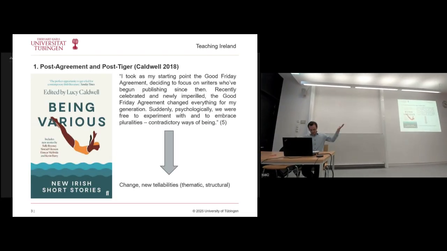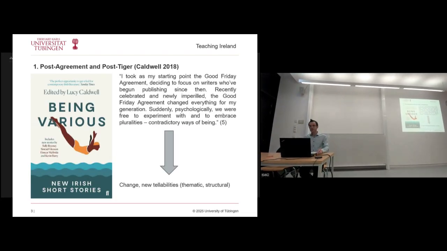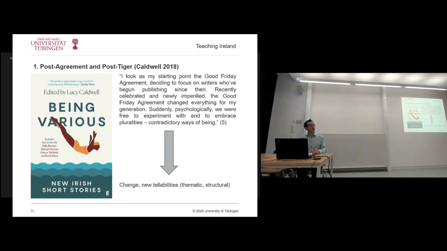Okay, so the key example, as mentioned, will be Alienation, a short story by Aya Kayamo that was published in 2018 in the short story anthology Being Various, New Irish Short Stories, edited by Lucy Caldwell. As we will see later, introductions to anthologies are very important, so this is why I will take my cue from this. Being Various is a so-called commissioned anthology, which means that Caldwell, as the editor, approached fellow writers and asked them to write a story specifically geared towards the purposes or the theme of the anthology.